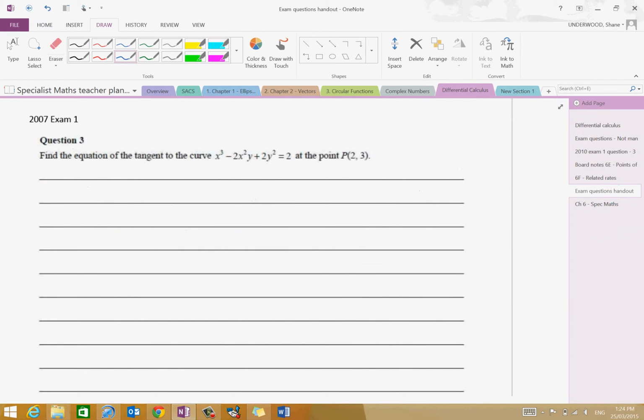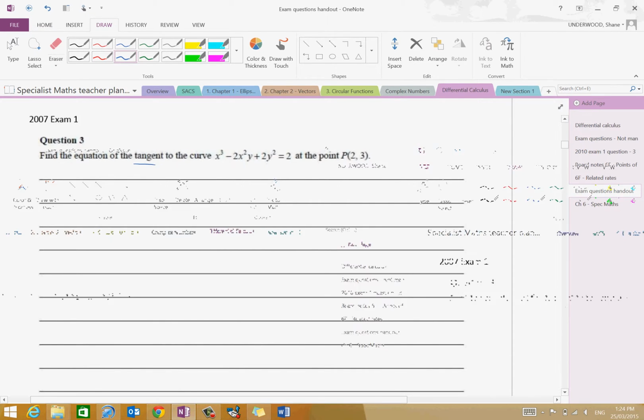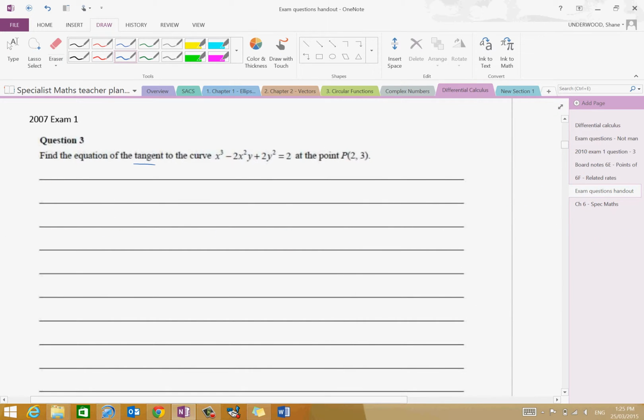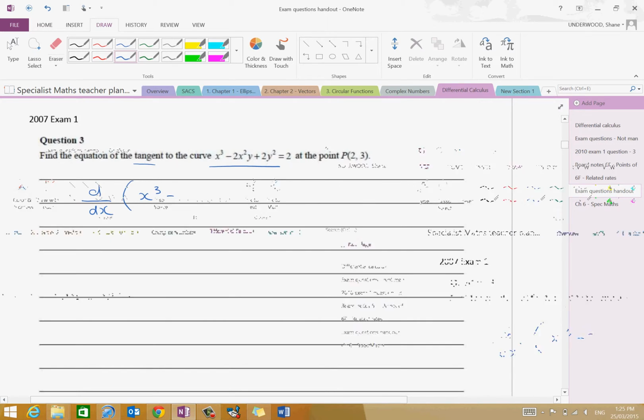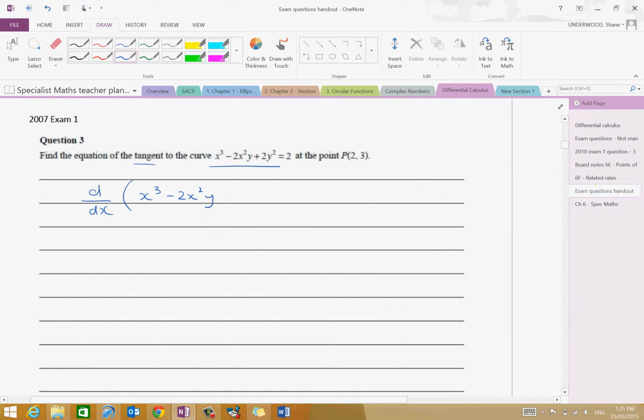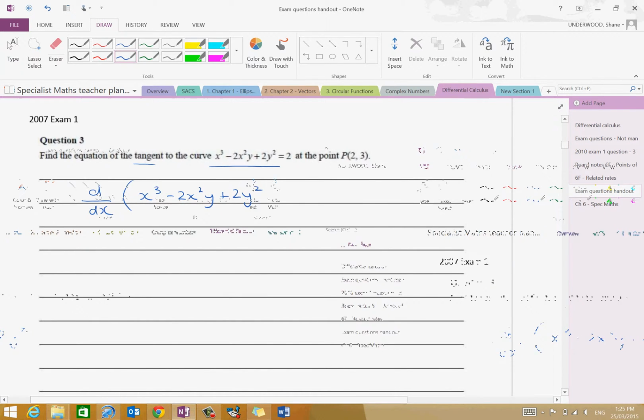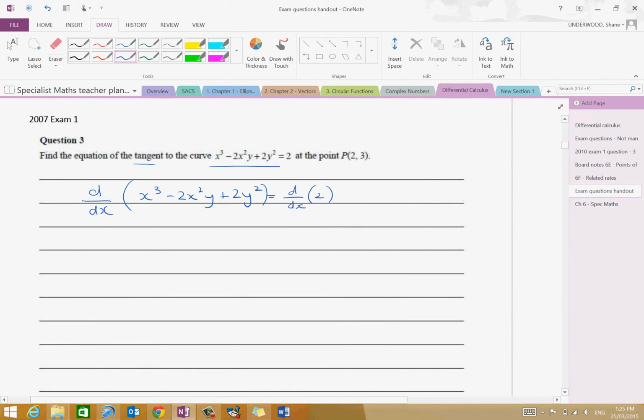So first of all, what we're doing is the equation of the tangent. We notice that it has to be implicit differentiation because we've got x and y in the one expression. So how do I do that? Well, we've got to write d by dx of the left-hand side, x cubed minus 2x squared y plus 2y squared, is equal to d by dx of 2. That's your first step. Don't go skipping steps.